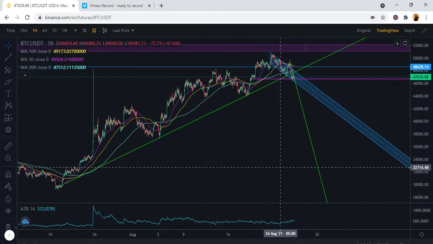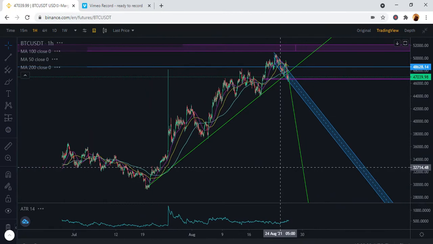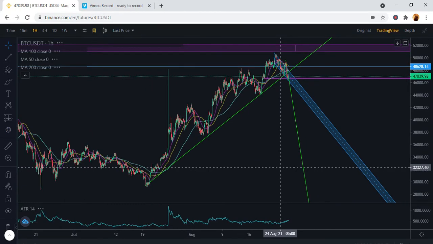Now, first things first, you have to choose your time frames. I use the 4 hour time frame and the 1 hour time frame to trade. I use the 4 hour time frame to determine the trend of BTC, in the sense that you want to know if it's in an uptrend or in a downtrend.